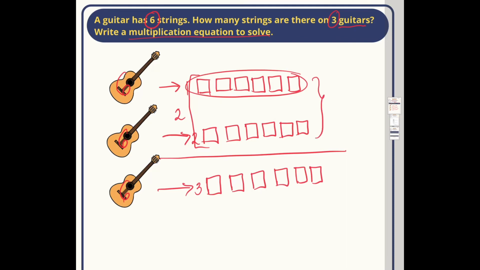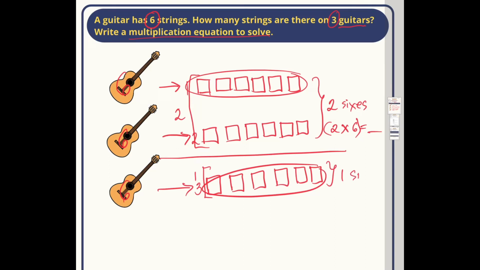So we are going to write this as 2 rows of 6, or 2 6s. And that 2 6s will be written as 2 times 6 equals blank. Now let's put that in parentheses because we are going to model the distributive property today. Now let's take a look. On the third guitar, we only have 1 row of 6. So we write this down as 1 6. And we can write our number sentence for this as 1 times 6 equals blank.